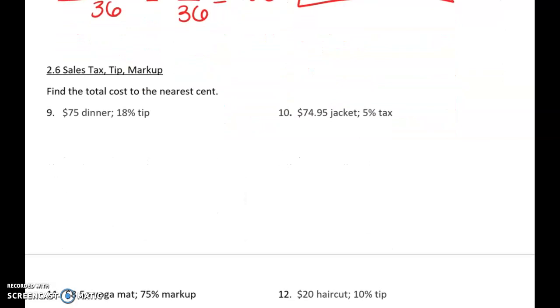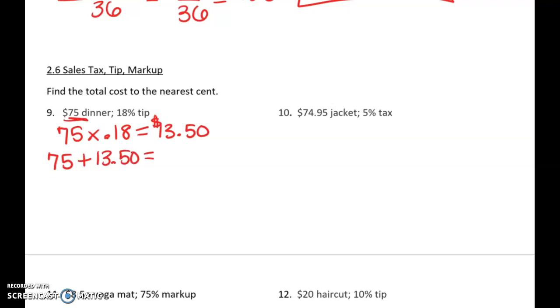All right, so the next section was the sales tax and tip and markup. So we know that when we're tipping somebody, we are adding that to the price. So if dinner was $75, I'm figuring out, first of all, what is 18% of 75, which gives me $13.50. Now I'm going to add that on to the original cost. So the dinner was originally $75, and I'm going to add on the 18% tip, and that's going to give me $88.50 for the total cost.